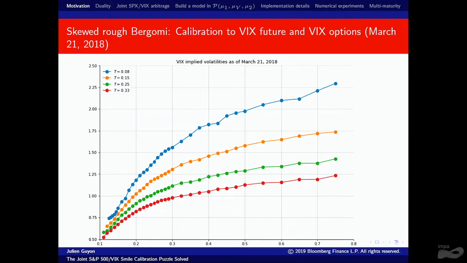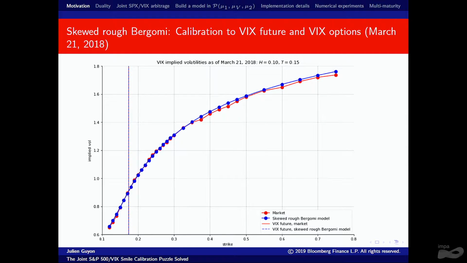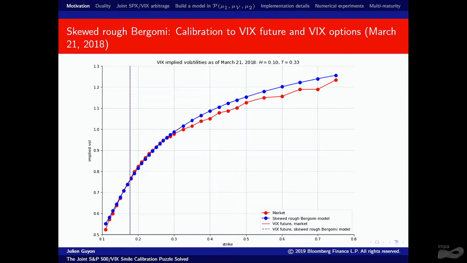So this is market data, VIX options for the shortest maturity here, 1 month, 2 months, 3 months, 4 months. You see the positive skew, so the larger the vol, the larger the vol of vol. That's typical of volatility options. That's just market data. And you see that for the different maturities, I show you that with this skewed rough Bergomi model, you can calibrate well here for the maturities 1 month, 2 months, 3 months, 4 months. Okay, very decent calibration, not perfect, very decent.